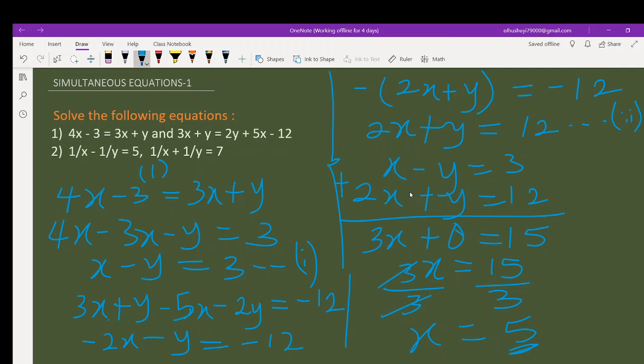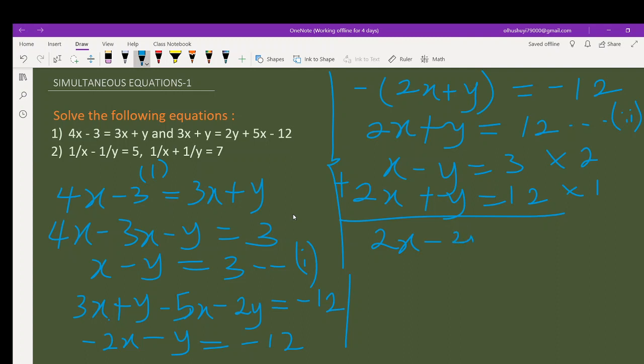Okay, before we got x, we had to eliminate y, right? So we eliminate x now. Follow me up. To eliminate x, the coefficients of both of them should be equal. The coefficient of x in equation 1 is 1. The coefficient of x in equation 2 is 2. So to make them equal, you multiply equation 1 by 2 and equation 2 by 1. So what do you have? You're going to have 2x minus 2y is equal to 6. Then you have 2x plus y is equal to 12.